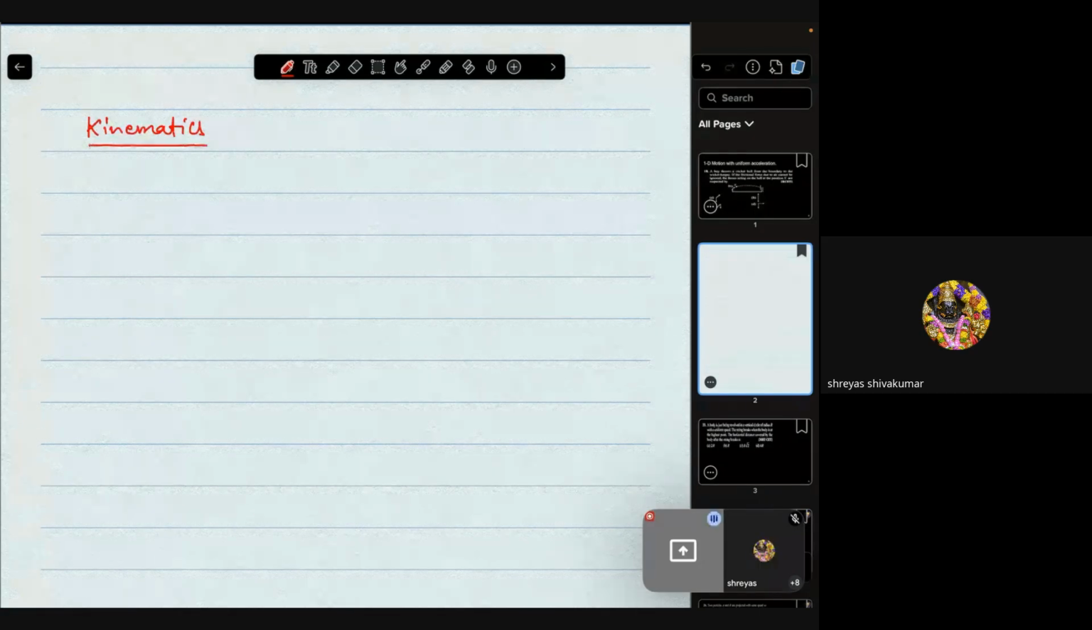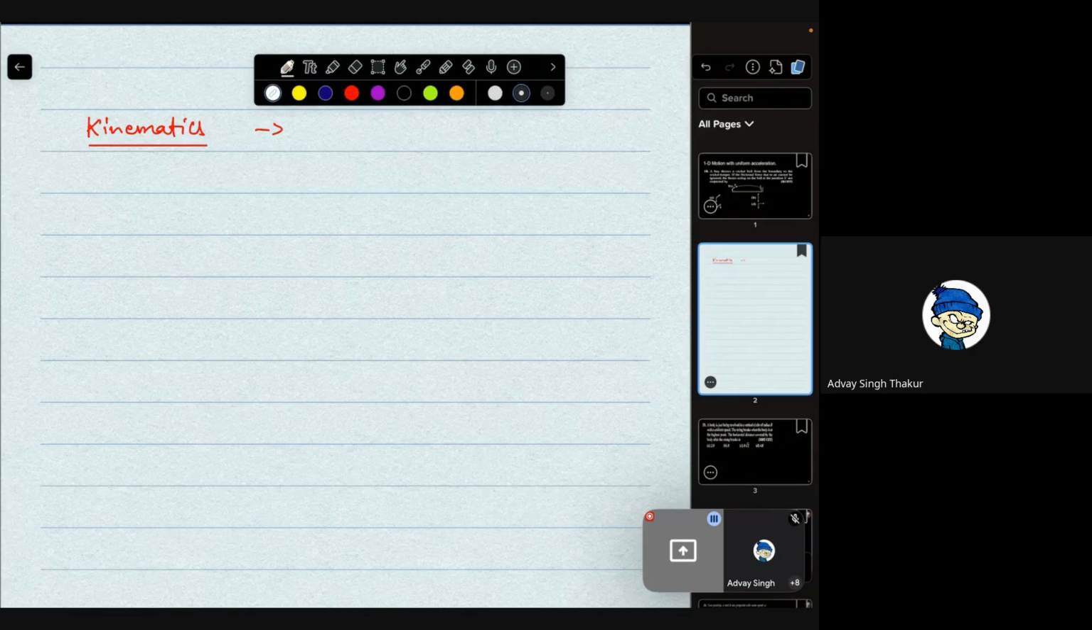Can anyone tell me what is the basic definition of kinematics? What we generally do in kinematics? It's a study of motion without going into details about the cause of motion. Okay, so study of motion is correct. Second point is we don't need the cause of motion.